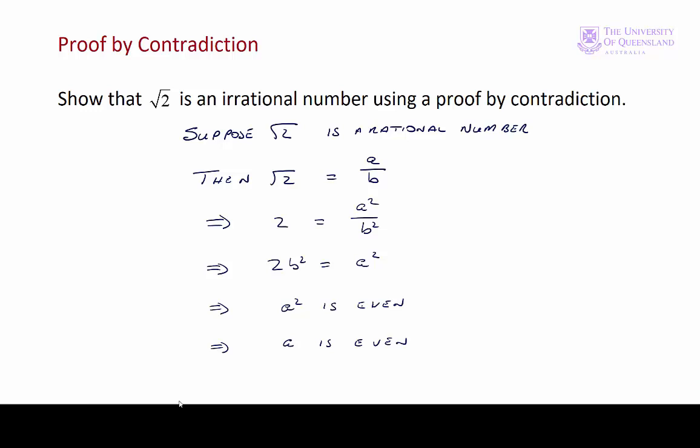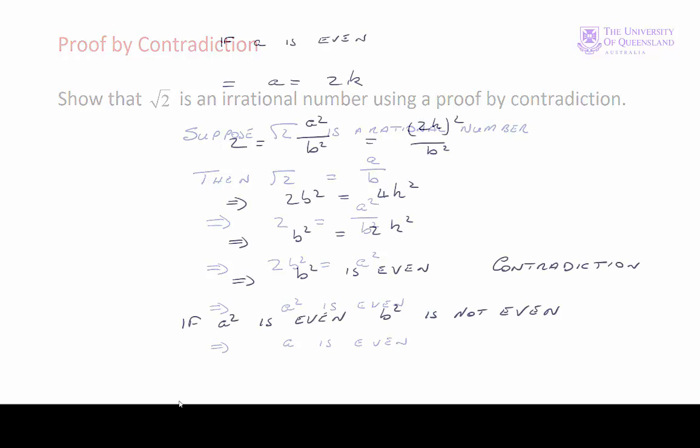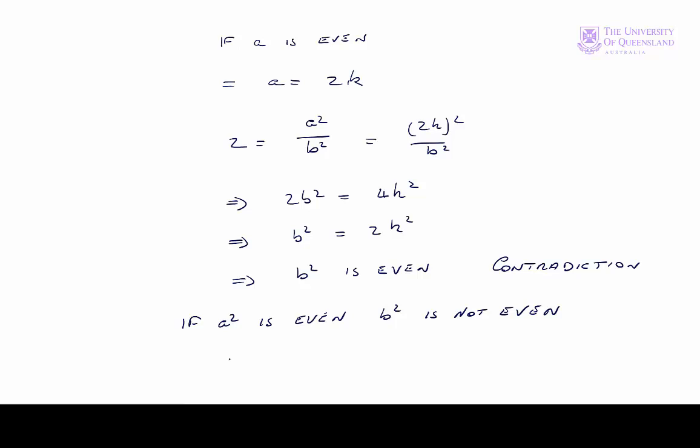Since our proof contradicts the original assumption that the square root of 2 is equal to the ratio of a over b, we can say that the square root of 2 is not rational. Which completes our proof.